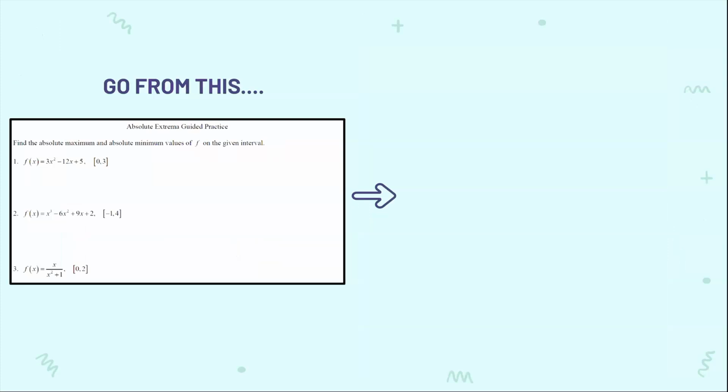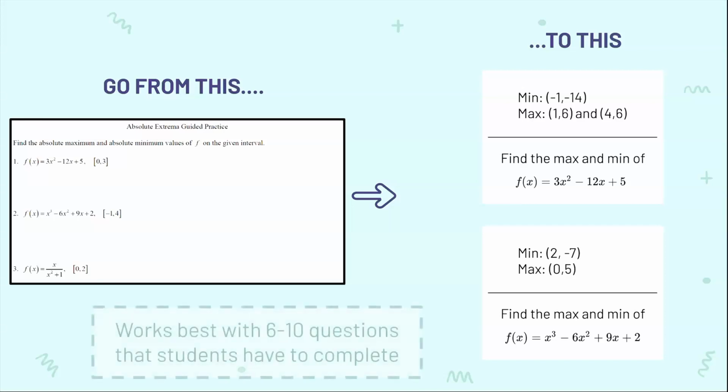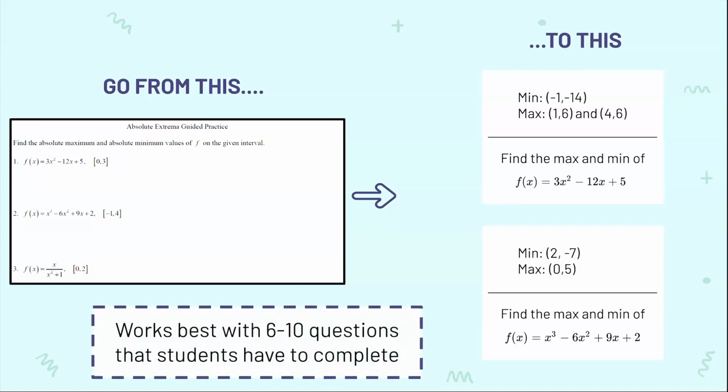So what wall dominoes allows us to do is go from this boring worksheet where a student just has to sit still and work to an up and active and engaging activity where they are moving around the room at their own pace, working through guided practice or independent practice problems that you have given them. And as a best practice, this works best with about 6 to 10 questions that the students have to complete.